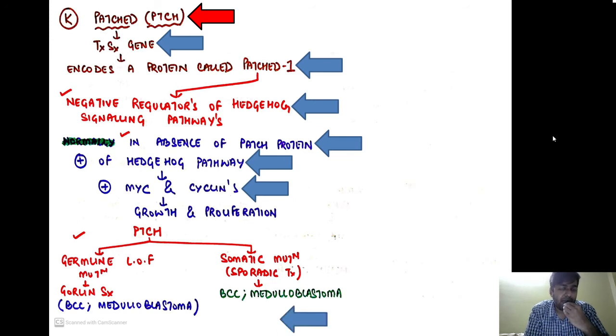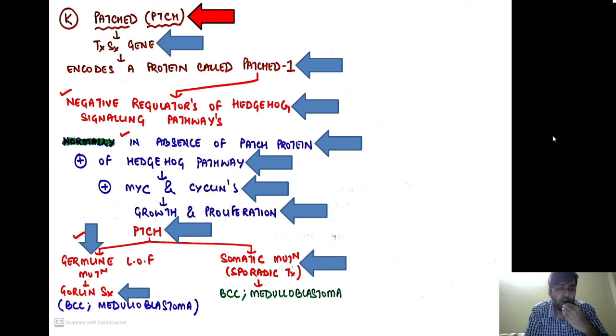For this patched gene, if there is a germline loss of function mutation, it is going to lead to Gorlin syndrome characterized by basal cell carcinoma and medulloblastoma, whereas the somatic mutations or sporadic tumors will be again of the same type, but they will be sporadic, like the BCC and medulloblastoma.